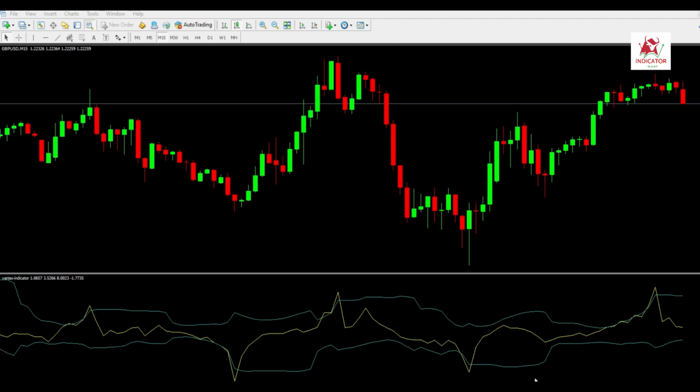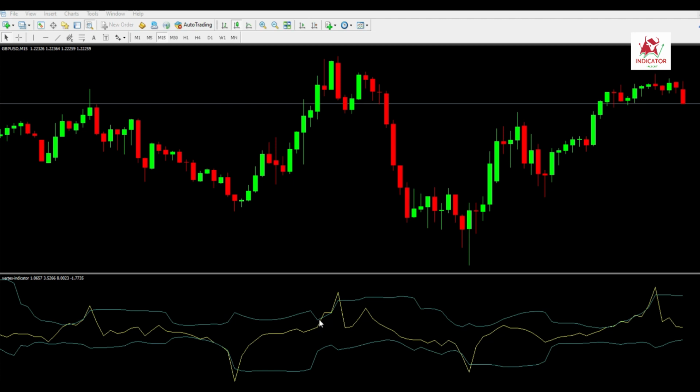Understanding vortex indicator, VI. The vortex indicator was first developed by Etienne Botes and Douglas Siepman, who introduced the concept in a 2009 edition of Technical Analysis of Stocks and Commodities. The vortex indicator is based on two trend lines, VI plus and VI minus.